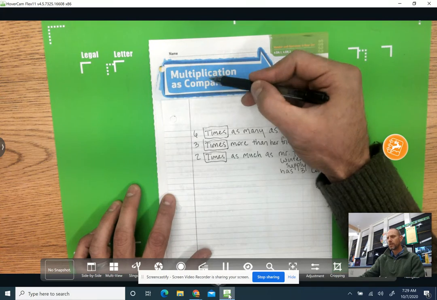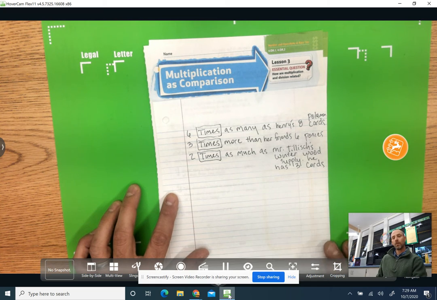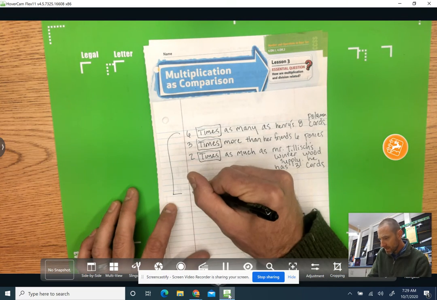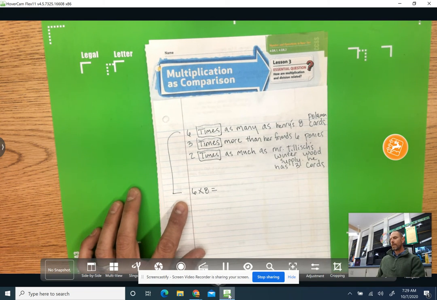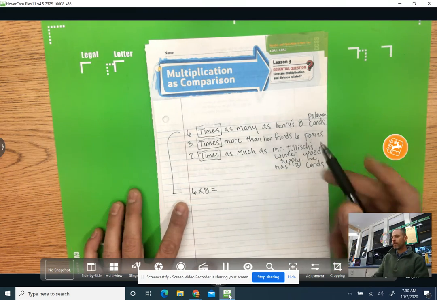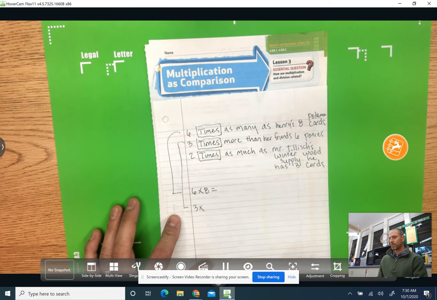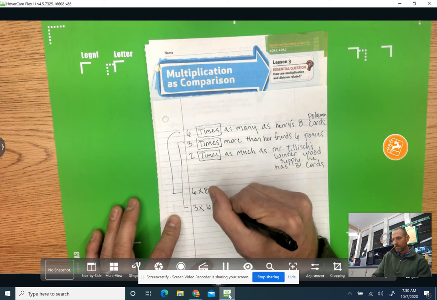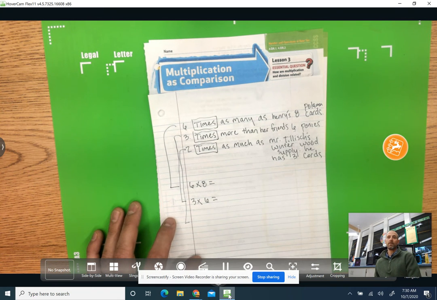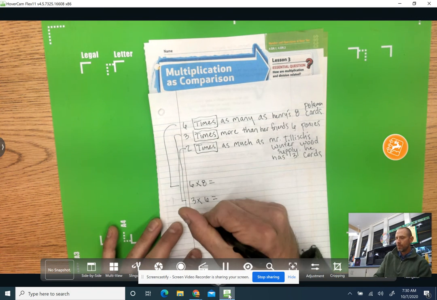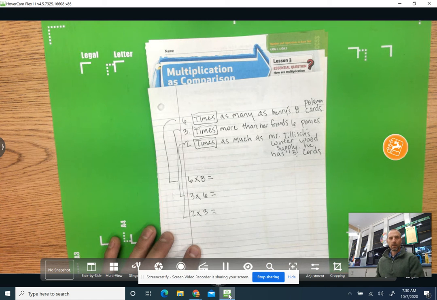So if we're going to use multiplication to compare, we need to set up a number sentence. 6 times as many as Henry's 8 Pokemon cards is the same thing as saying 6 times 8 equals. 3 times more than her friend's 6 ponies is the same thing as saying 3 times 6 equals. And 2 times as much as Mr. Tillish's 3 cords of wood is 2 times 3 equals.